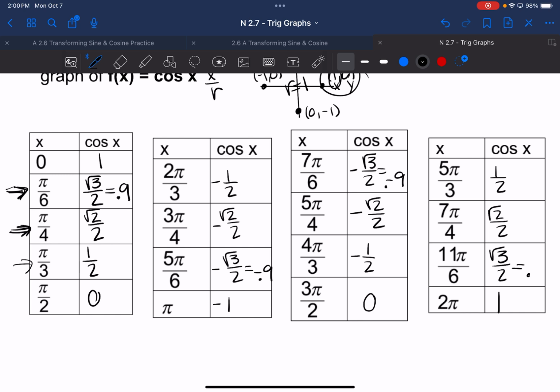Okay, and what is square root of 2 over 2 equivalent to? 0.7. So all these I'm going to use 0.7 for. All right.